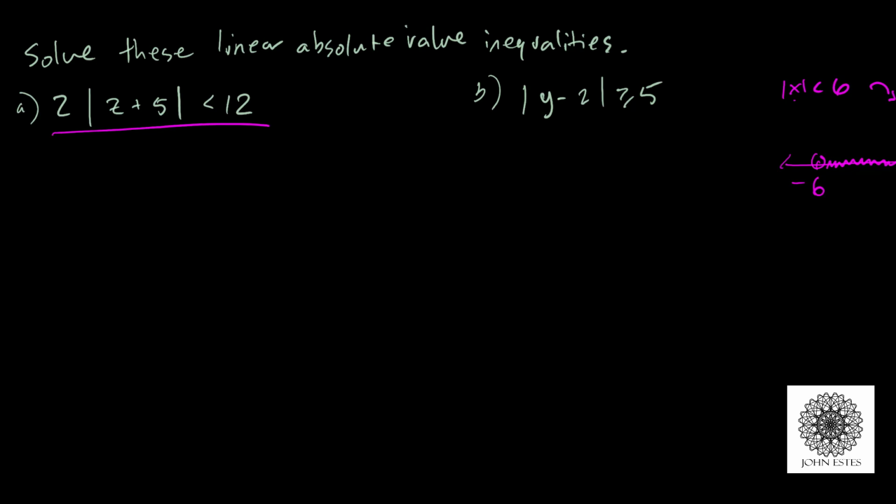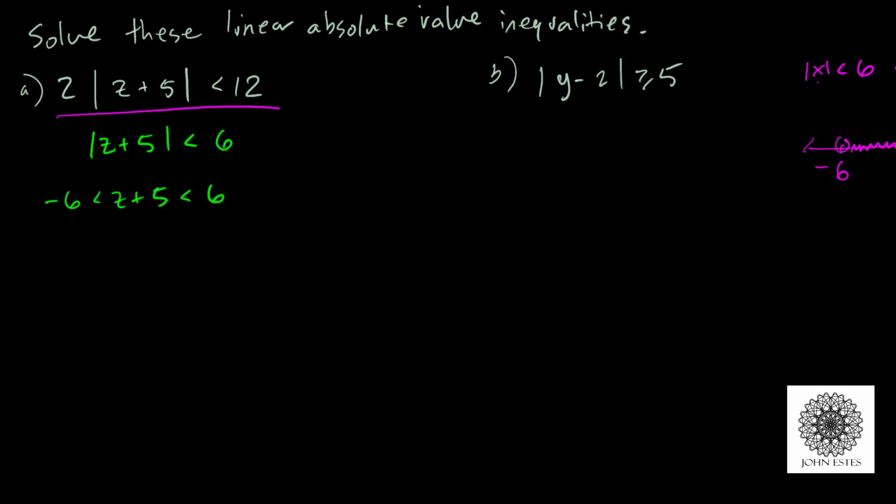When I have 2 times the absolute value of z plus 5 is less than 12, you want to isolate your absolute value. So first I'm going to divide both sides by 2. So I end up with z plus 5 in absolute value is less than 12 over 2, which is 6. And so now I need to figure out all the z's such that if I add 5, these z plus 5's distance from 0 is less than 6. And so just like we mentioned, that means I can drop the absolute value and consider when it's between negative 6 and 6. So I get this compound inequality.